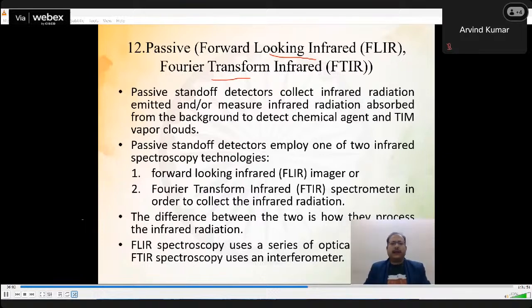passive standoff detectors employ one of two infrared spectrum technologies. First is the forward-looking infrared imager, and second is the Fourier transform infrared FTIR spectrometer, in order to collect the infrared radiation. So this is the basic collection mechanism. The difference between the two is how they process the infrared radiation. FLIR spectroscopy uses a series of optical filters, whereas FTIR spectroscopy, Fourier transform infrared spectroscopy, uses an interferometer. So there are two types of differences there for analyzing the data or the collected sample.